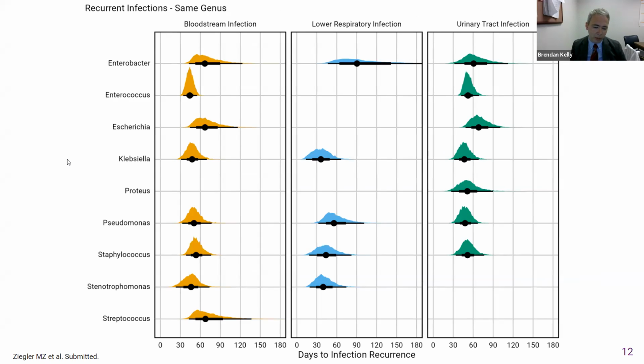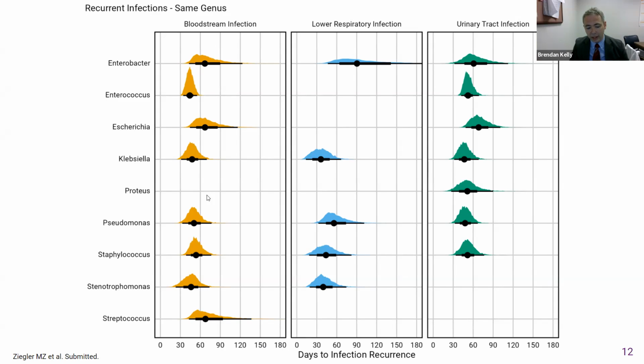I don't want to dive too much into this, but there are some interesting antibiotic effects, that is, effects of different classes of antibiotics within the same genus, that we're also digging into. This gets a little bit to your question. Here we're looking at recurrent infections with the same genus: bloodstream, lower respiratory tract, and urinary tract. On the horizontal axis, you've got days to recurrent infection, and we're trying to model what the peak risk period is. And here we're looking at differences across different genera within these different categories of infection.